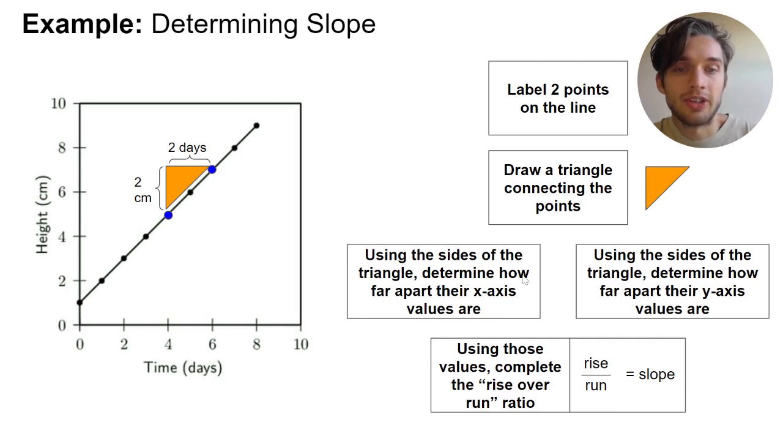Using the sides of the triangle, determine how far apart their x-axis values are and their y-axis values. Now I put these two steps on the same plane because it doesn't matter which one you do first, right? You just have to do both. So here we've got 2 days between the x values and 2 centimeters between the y values. Then using those values, complete the rise over run ratio. So here we might draw on the slide like 2 days over 2 centimeters. So the slope is 1 in this case. Simple example.